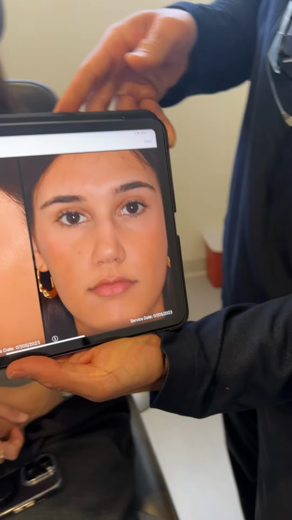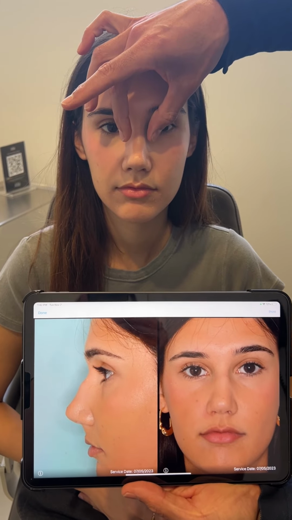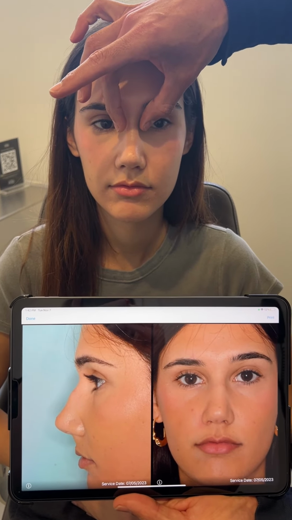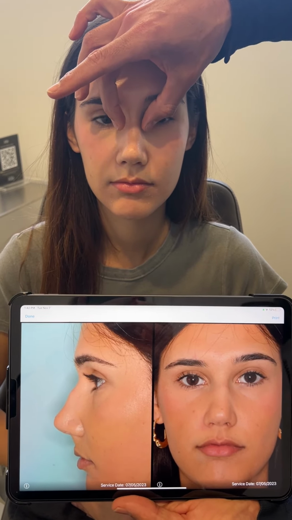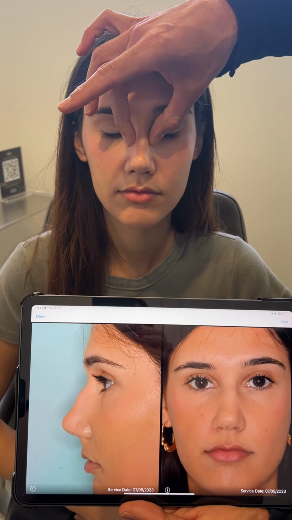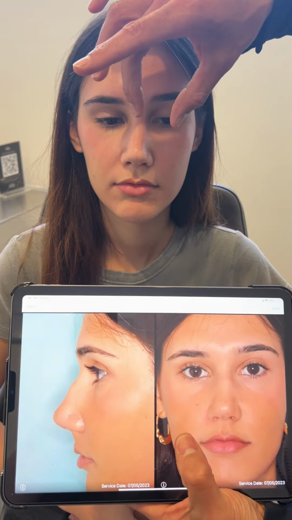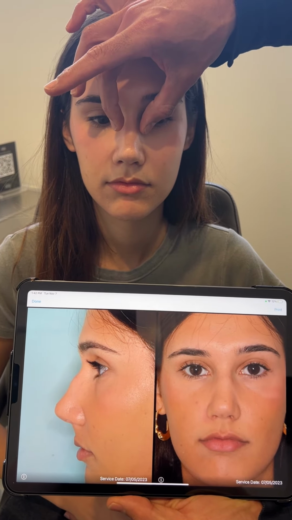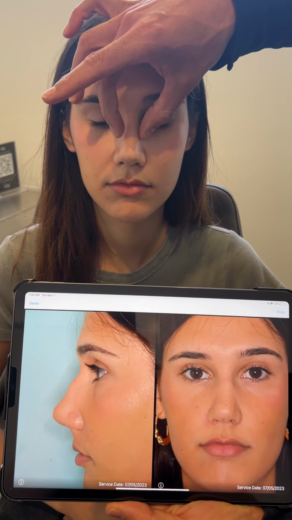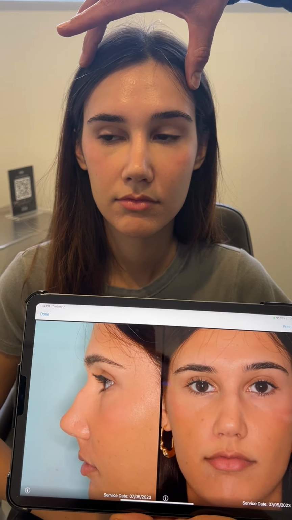So she's with us today postoperatively, and as you can see, we were able to get a nice narrowing and refinement to the bridge and a nice straightening effect of the bridge. I did this with what's called an autospreader graft, where I used her natural cartilage and inverted it to provide straightening here, plus used some soft tissue to buffer this to give a nice result to the middle third of the nose.